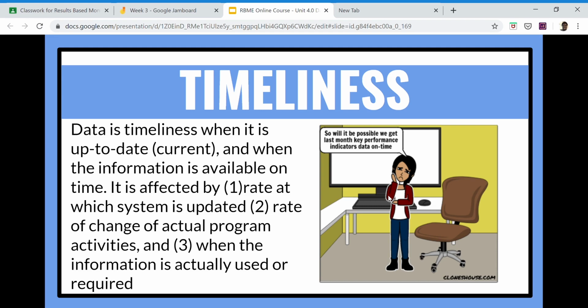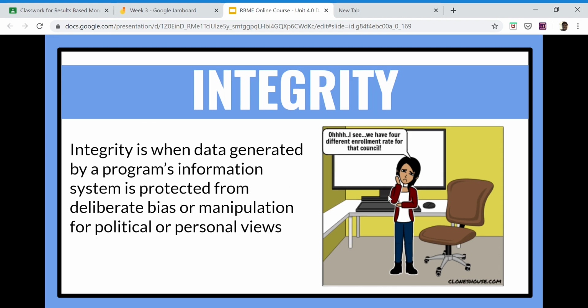So in routine monitoring data gathering, which is gathering activity kind of data, we want to make sure that by the end of the month, we can make a report out of what we've gathered in the month. So that's important. And in terms of integrity of a data set, this is so important.